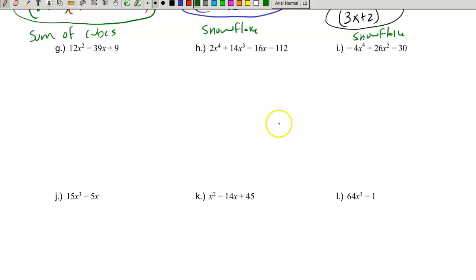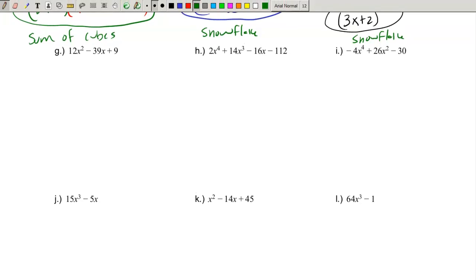All right, looking at G. So in this homework problem G, we have 3 terms. So immediately you want to think about using the snowflake or traditional method. Remember that you always want to try to factor something out though. So if these 3 terms have a common factor or a GCF, we're going to do that.